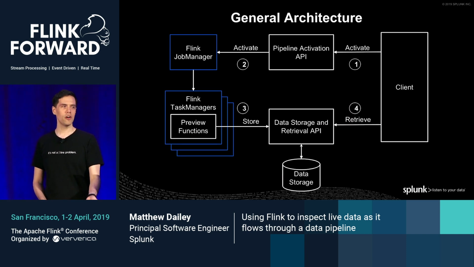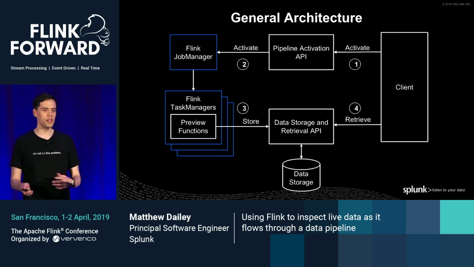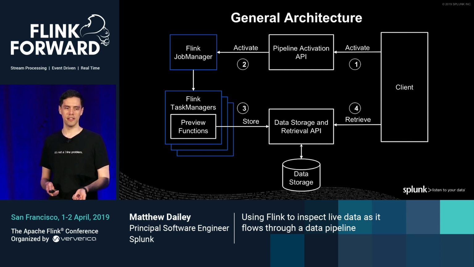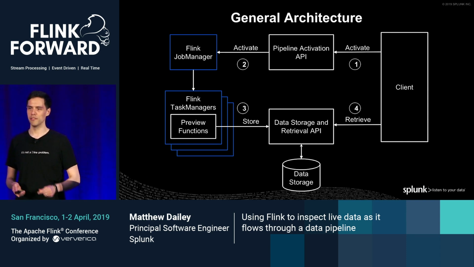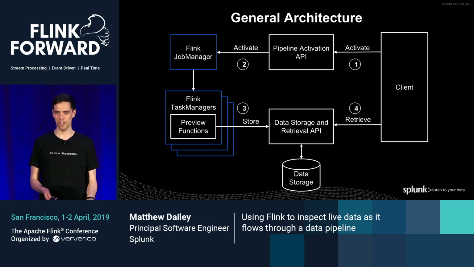So if we talk about what the general architecture is, this is at an abstract layer. If we start in the top right, going through 1, 2, 3, 4, a client will end up activating a pipeline that goes through our pipeline activation API. That in turn ends up activating the pipeline through the Flink job manager. The Flink job manager communicates with the Flink task managers that end up running the actual jobs.